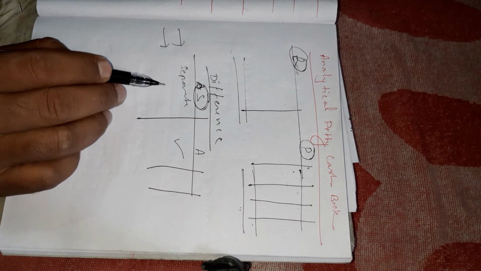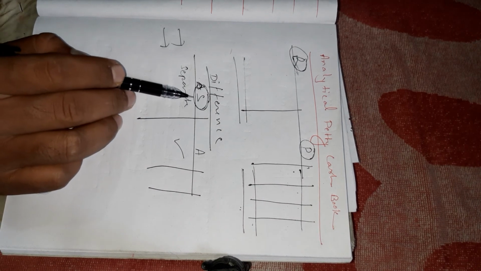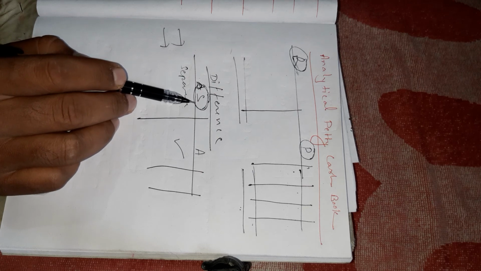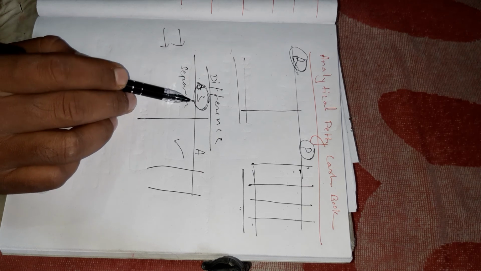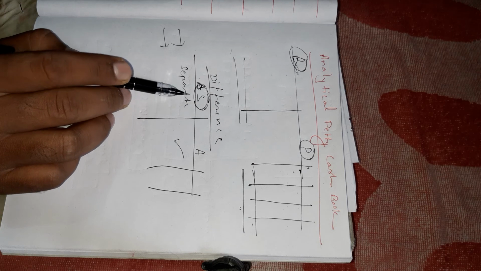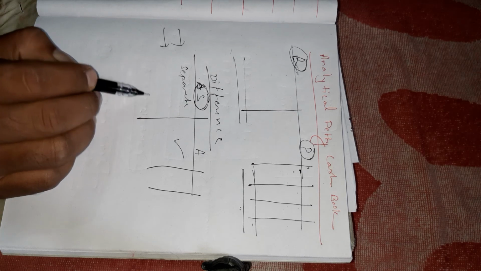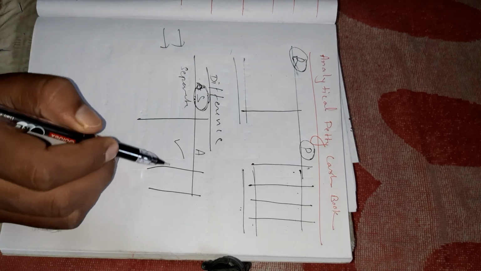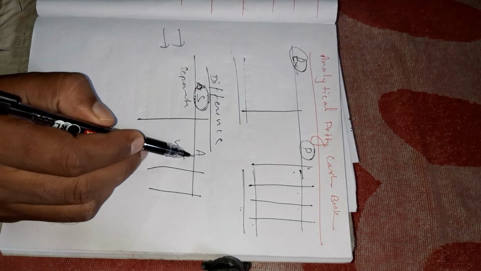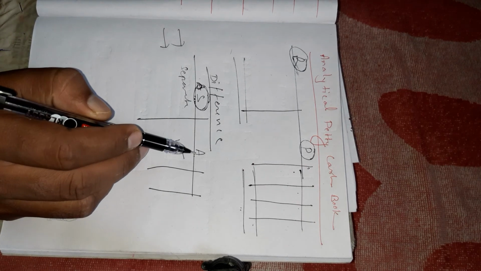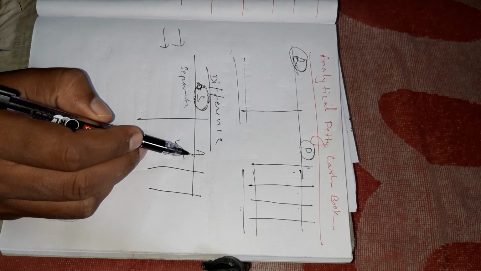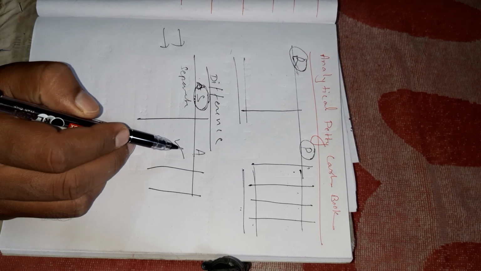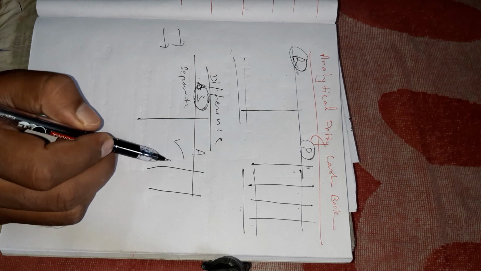In the simple petty cash book, at the end of the period, total expenses under different heads cannot be determined easily. But in the analytical petty cash book, at the end of the period, total expenses under different heads can be determined easily without any problem.